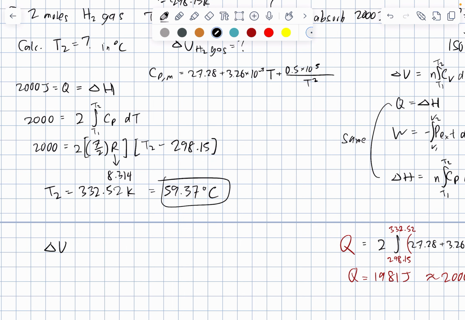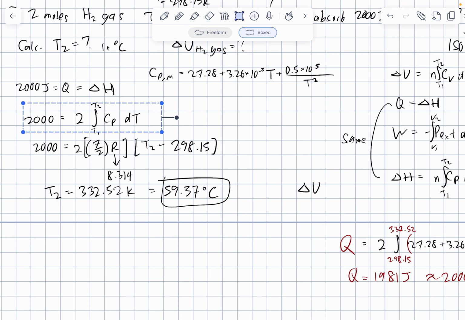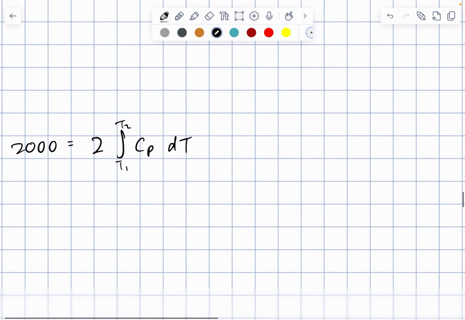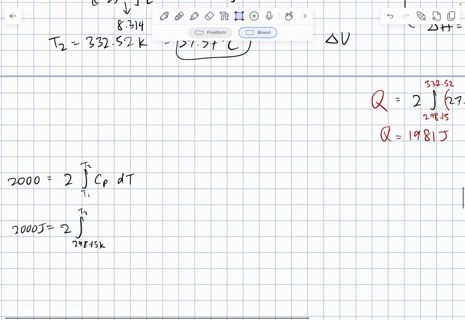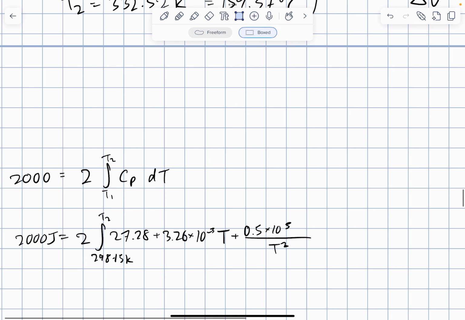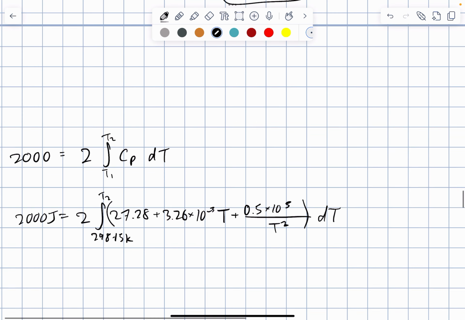Actually, let's try to do it now. Let's set aside internal energy. This is just for experimentation. I haven't actually proven that this method works, but in theory it should. The problem is, this is actually what we want. So 298.15 Kelvin is here, we have 2000 joules at the other side, and then we have Cp here, and then dT.